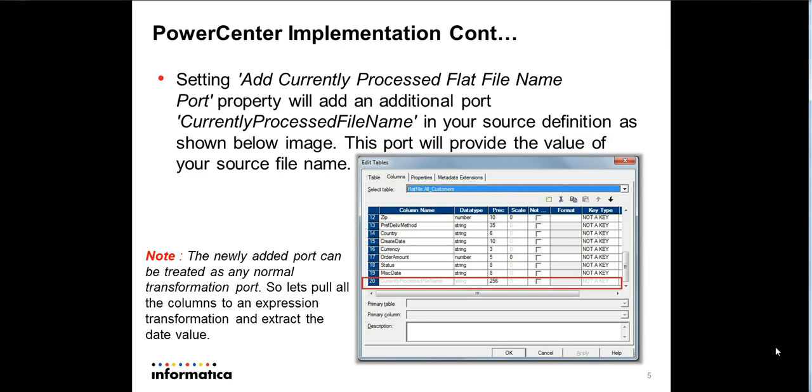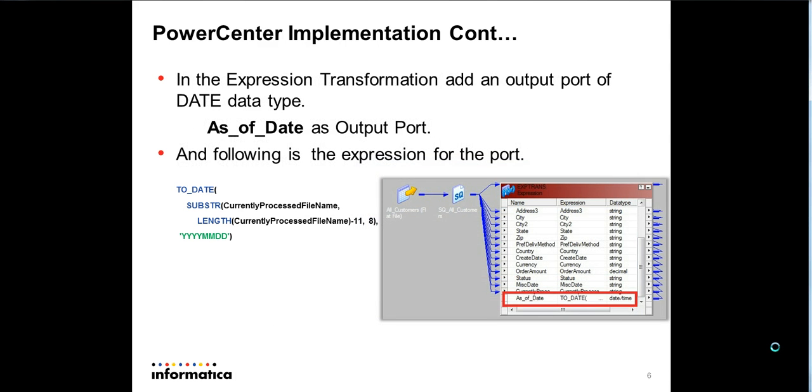This newly added port can be treated as any normal port, which lets you pull all the columns to an expression transformation and extract the date value, which we are going to do in this session. So let's add an expression transformation, and in it we need to add an output port of date data type called AS_OF_DATE, with the following expression. Here, we are using the TO_DATE function, selecting a substring of the CurrentlyProcessedFileName port, and then giving a date format to which this string needs to be converted.